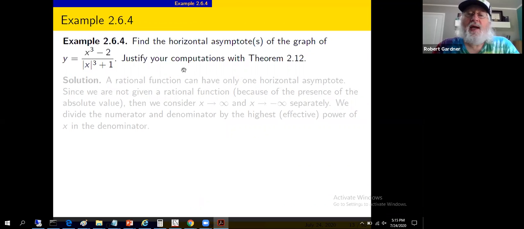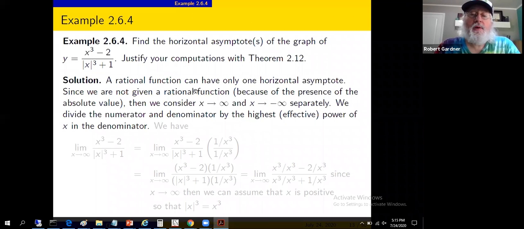Find the horizontal asymptotes of this graph. Justify your computations. This is a rational function. No, the absolute value messes it up. A rational function will have only one horizontal asymptote. Here, we're not given a rational function. The absolute value messes up this being a rational function. If the absolute value wasn't there, we'd be good to go with a rational function. So this time we're going to have to consider limits as x approaches infinity and negative infinity separately.